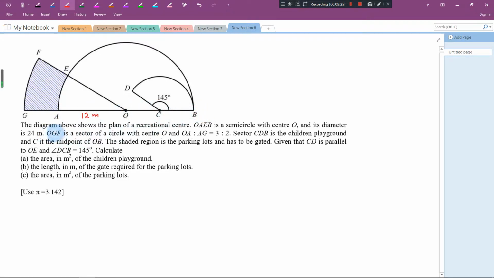Okay, so OGF is a sector of a circle. Where is OGF? OGF is a sector of a circle with the center O, and OA to AG is a 3 to 2 ratio. So OA, here we take 3 parts. Let me check again. OA and AG. Okay, this is 2 parts. Sector CDB. CDB is the children playground. Okay, let me label it. This is children playground.